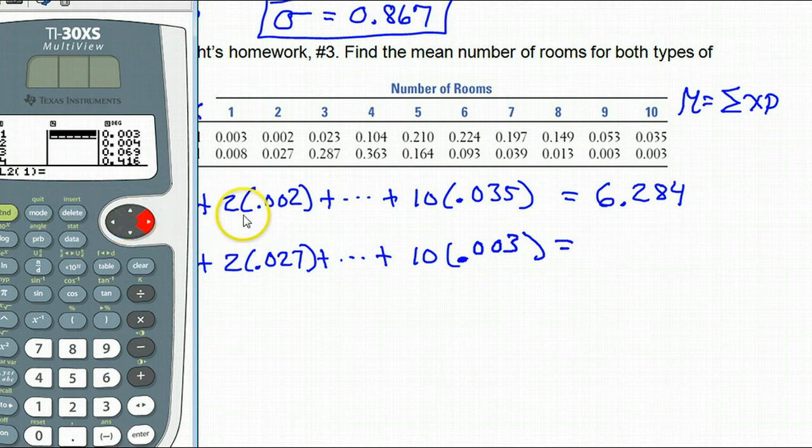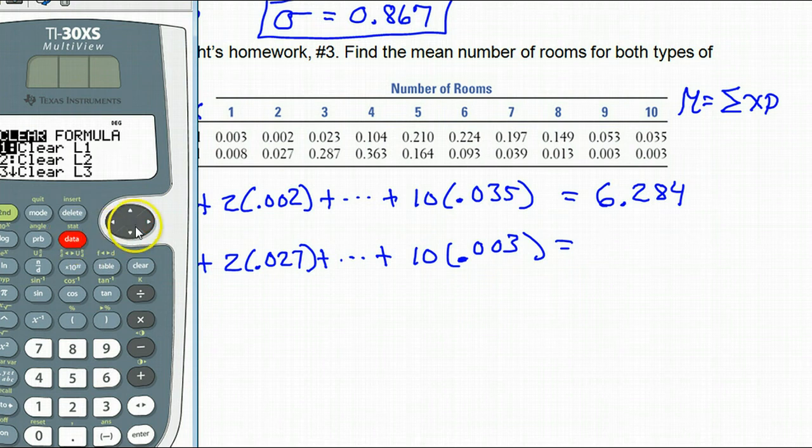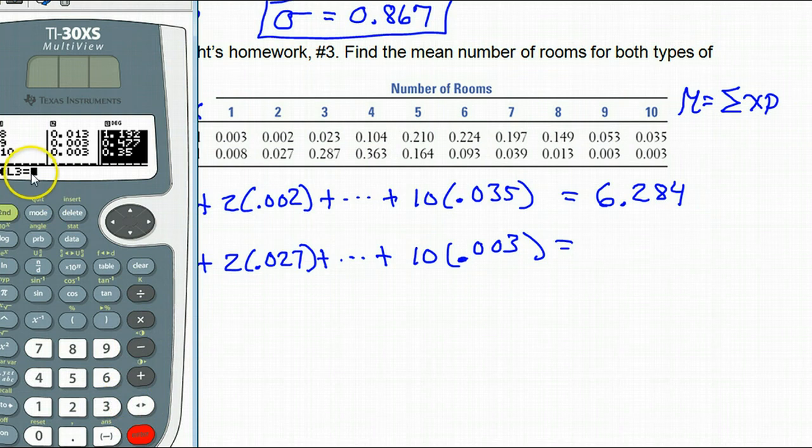Okay, so in list 2, I'm just going to type in all of the probabilities just like before, but now I'm using the 0.008 and the 0.027, and so on off camera. Okay, so here I've typed in all the probabilities. Let me just double check our formula. So hit data, let's check the formula. List 3 needs to be, I'm still doing the mean, so x's times p's, so list 1 times list 2.